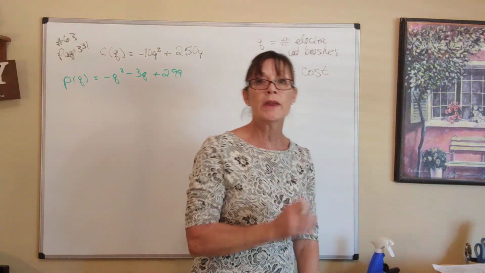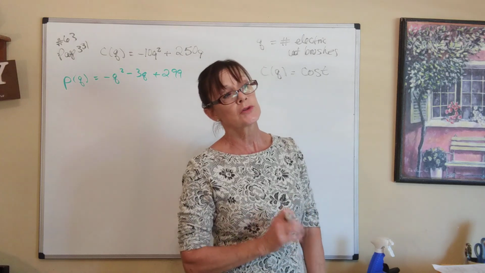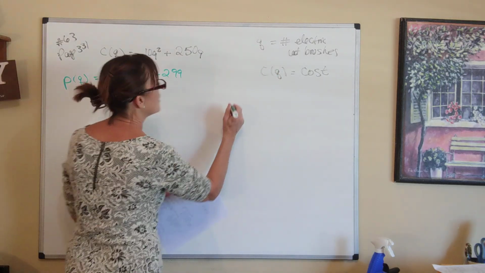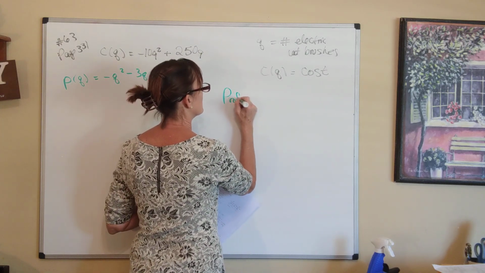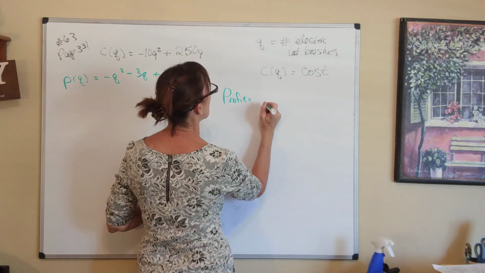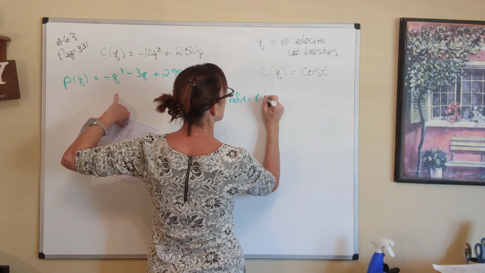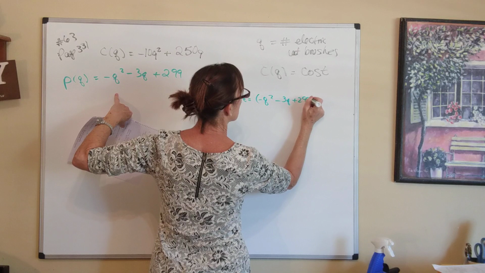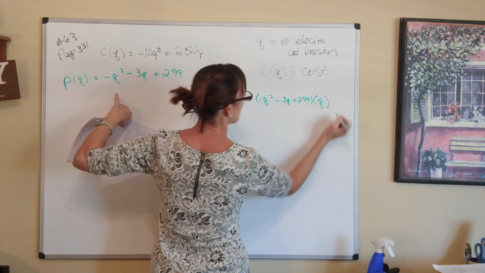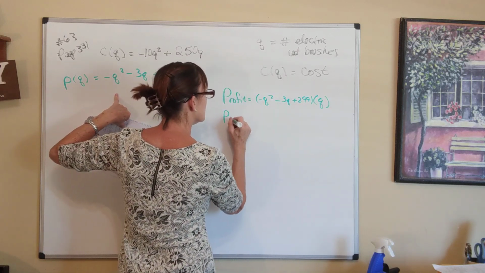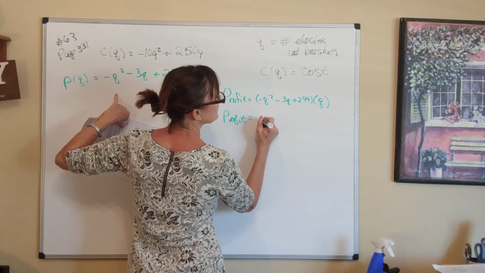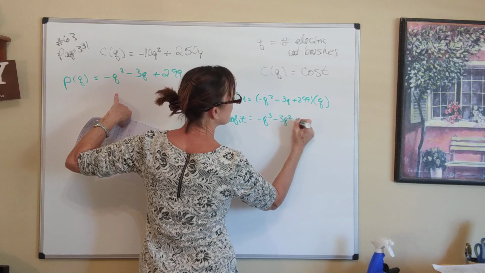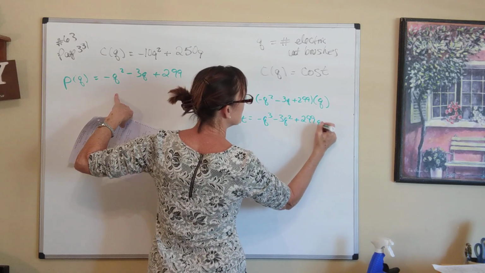So they ask us in part A, there's so many different parts, find and simplify the profit function. So we know profit is equal to the price that you're selling something for times the number that you sell. So profit is equal to the price, which is this, -Q squared minus 3Q plus 299 times the number of things you sell, Q. So the profit is equal to -Q to the third minus 3Q squared plus 299 Q.